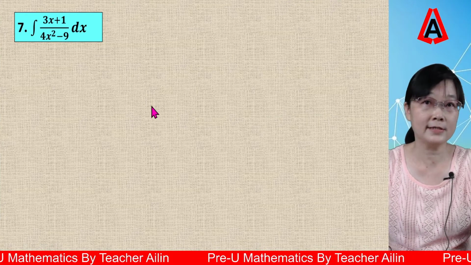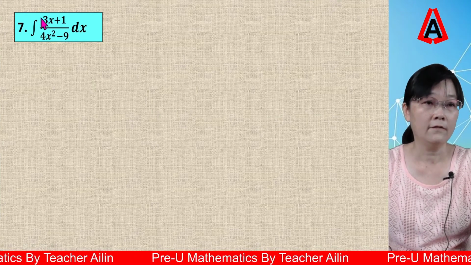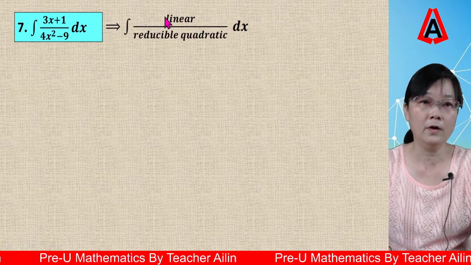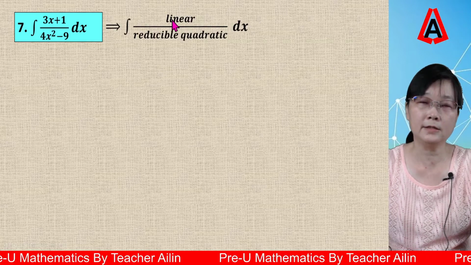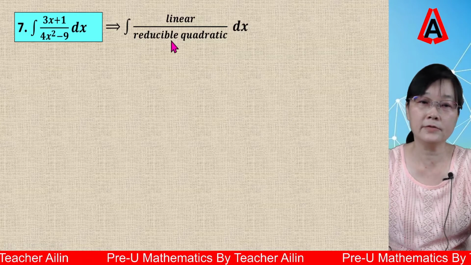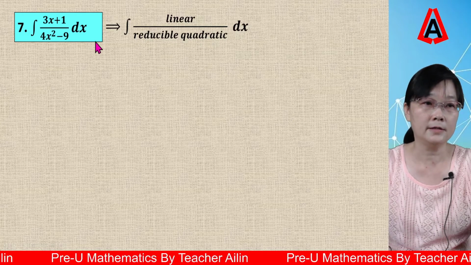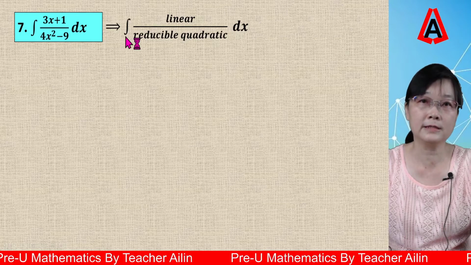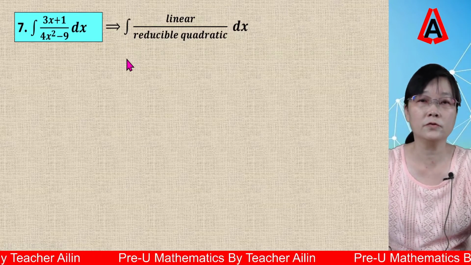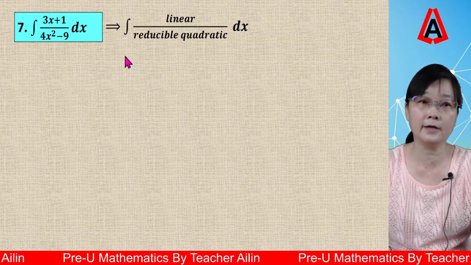Now let's proceed to the next question. For this question, the rational function is in the form where the numerator is linear and the denominator is a reducible quadratic. That is, we are able to factorize the denominator. For this question, I'm going to show you two methods to find the answer.